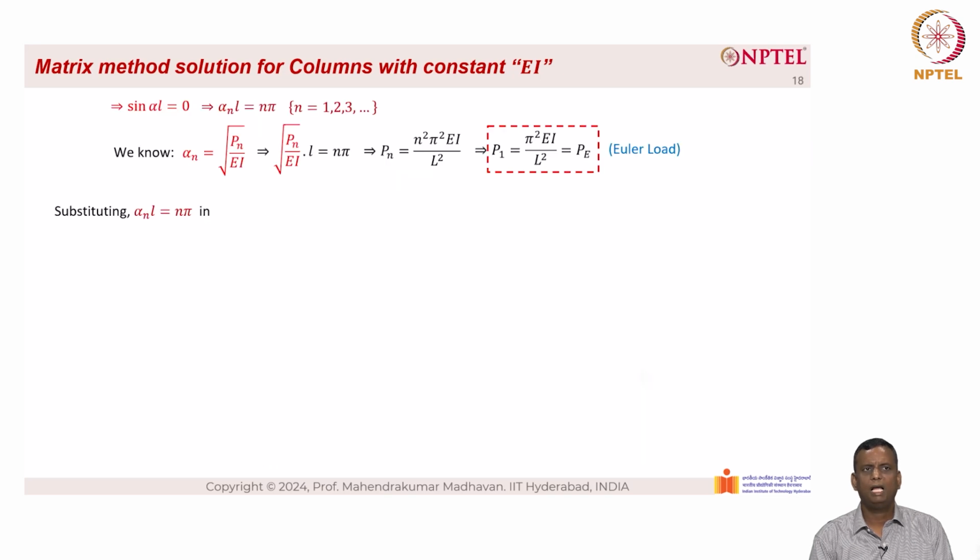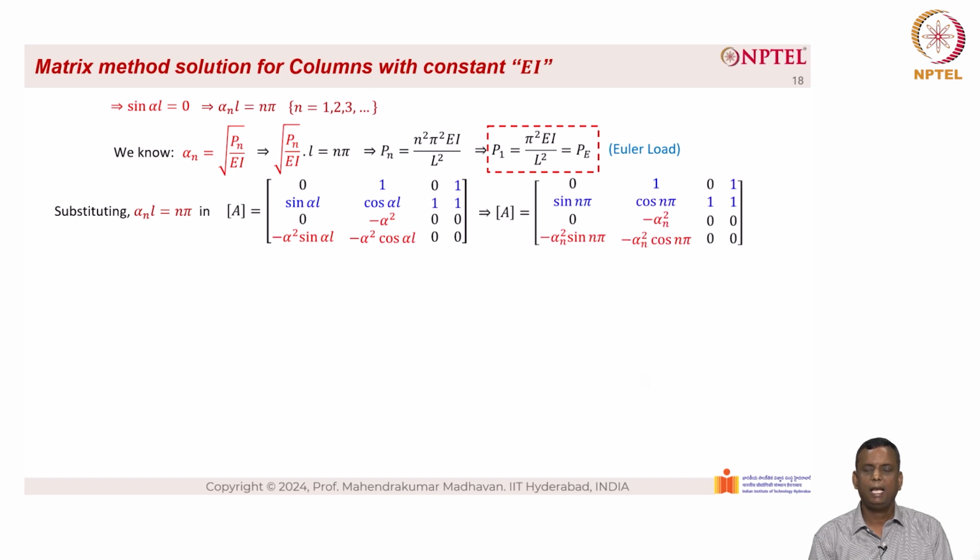Now substituting alpha n into L equal to n pi, in the determinant we have A equal to 0, 1, 0, 1, then sin n pi, cos n pi, 1, 1, 0, minus alpha n square, 0, 0, minus alpha n square sin n pi, minus alpha n square cos n pi, 0, 0. We know that sin n pi equal to 0. So when we reduce it, we have the determinant in the form 0, 1, 0, 1, 0, cos n pi, 1, 1, 0, minus alpha n square, 0, 0, 0, minus alpha n square cos n pi, 0, 0.